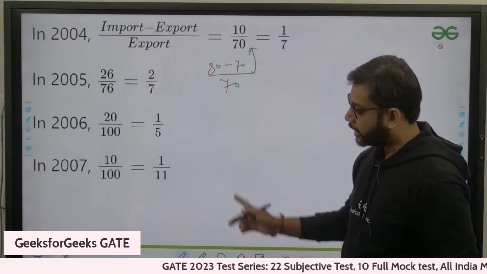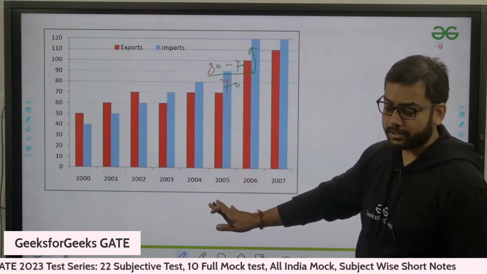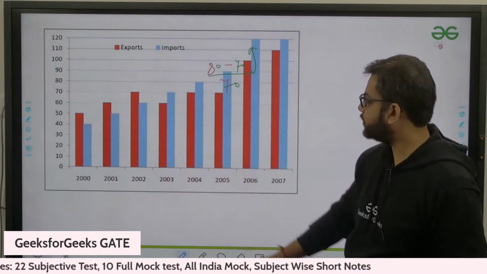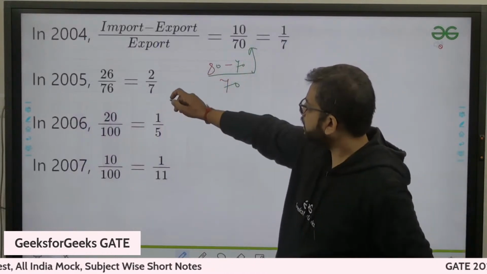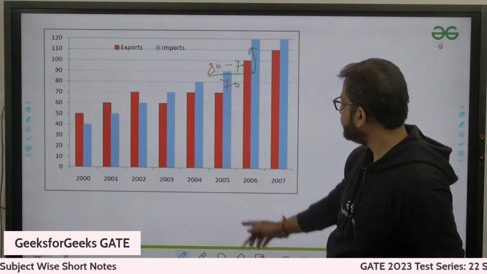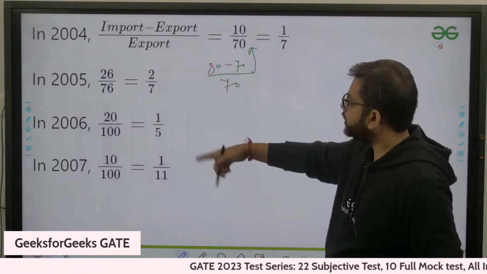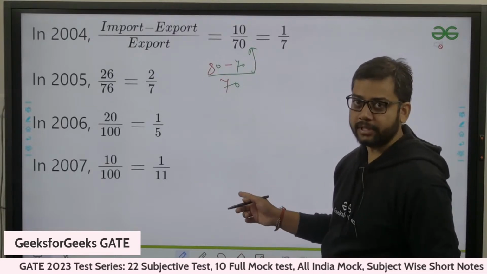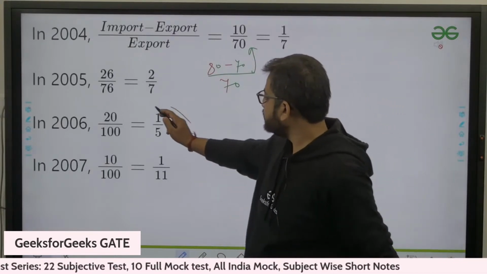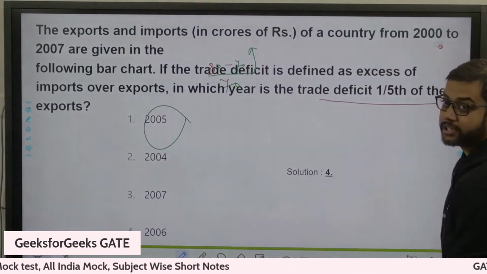In 2004, and again in 2005, we will check. For every year you can check export and import. So in 2005, if we check the same data, it is 70 and 90, and then 2006, 2007. So again we are checking the same data again and again. Check this question: trade deficit is 1/5 of the export. Which data shows 1/5?